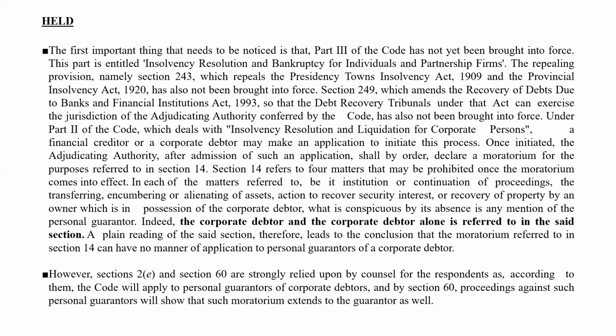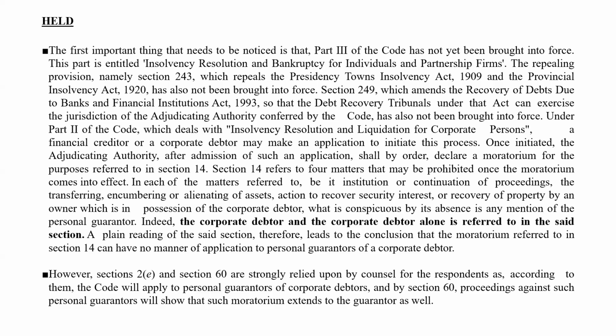So the Supreme Court said that Part 3 has not yet been brought into force. Part 3, as we know, is not yet notified. The rules and regulations are not there except in case of personal guarantors to corporate debtors. Part 3, we all know, deals with individuals and partnerships. Part 2 deals with corporates. There are 5 parts. Part 1 general, then Part 2 corporate persons, Part 3 individuals, and then Part 4 and Part 5. Part 5 is miscellaneous and Part 4 deals with the regulatory aspects of IBBI, IPA, etc.